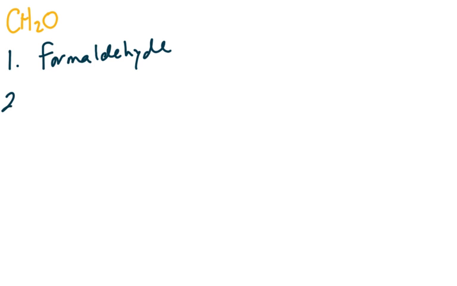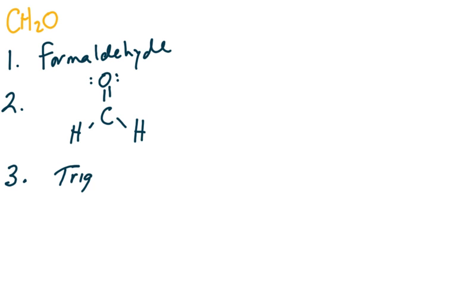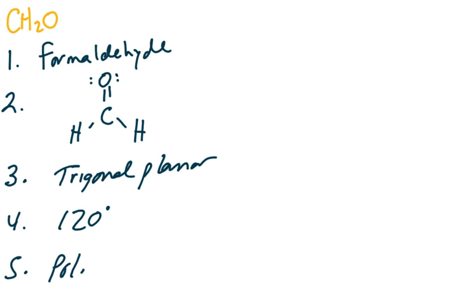But we can still draw the Lewis structure. Again, we've done this one. And the electron geometry and the shape are both trigonal planar. The bond angle would be 120 degrees. It is in fact polar, and it has dipole-dipole intermolecular forces.